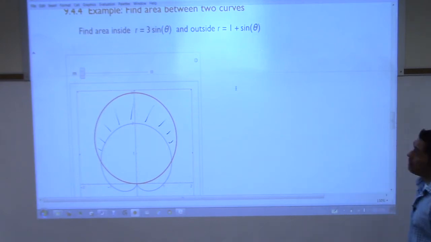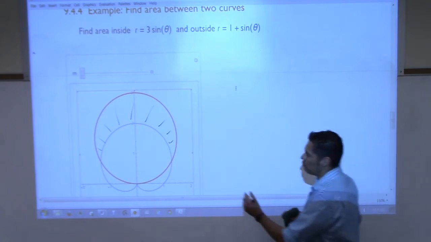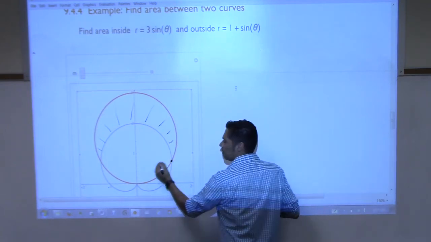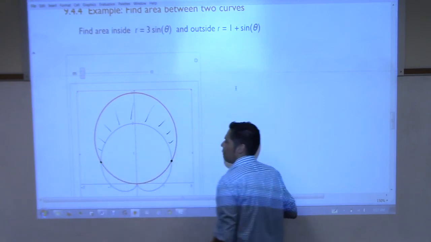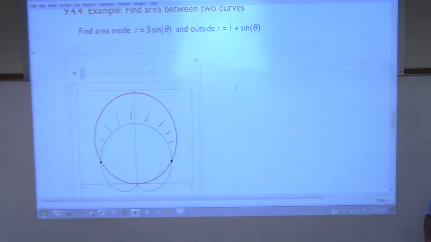All right, what are we going to do? I think I kind of got the gist of what's going to happen. What are you going to do? We're going to find where they're equal to each other for theta to find the bounds. Okay, good. So we're going to figure out where they hit each other, and then it's r big minus r little. So we got to figure out which one's on the outside and which one's on the inside. Which one is on the outside?